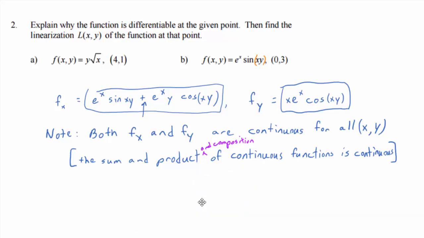So by the theorem from, I guess it was 14.4, the last theorem we talked about, since the partials are both continuous, f is differentiable. So f is differentiable.